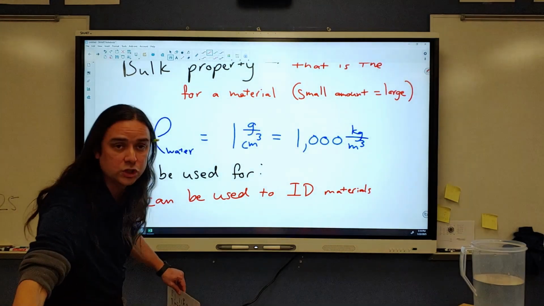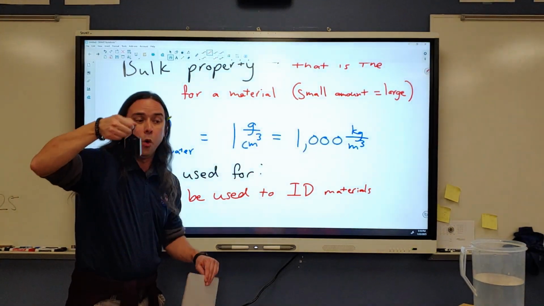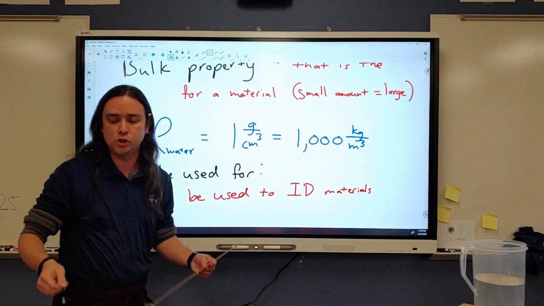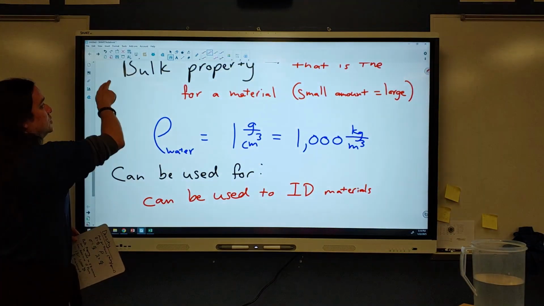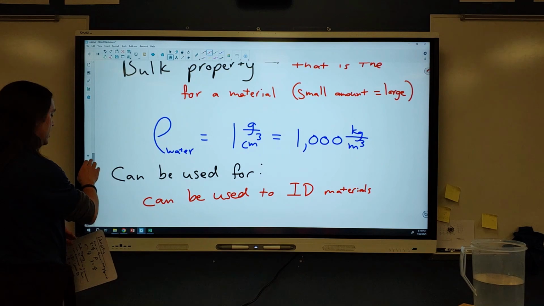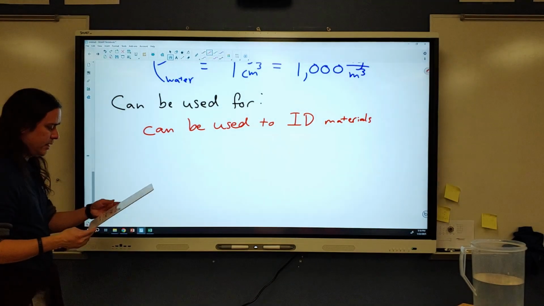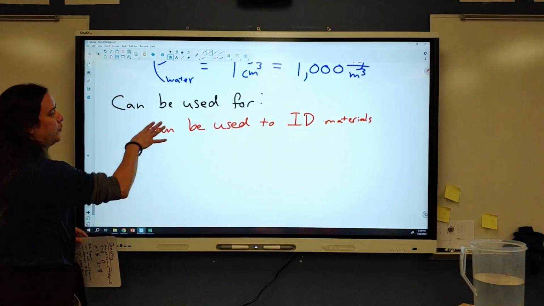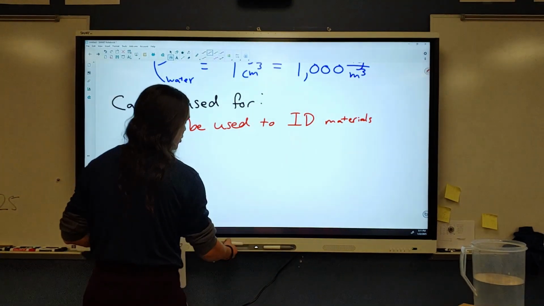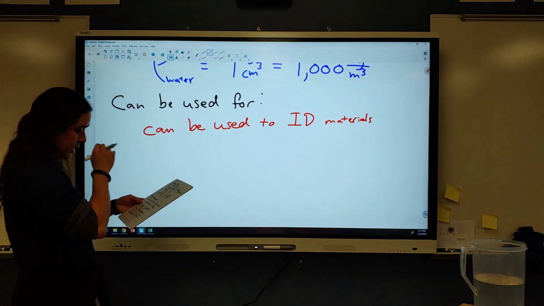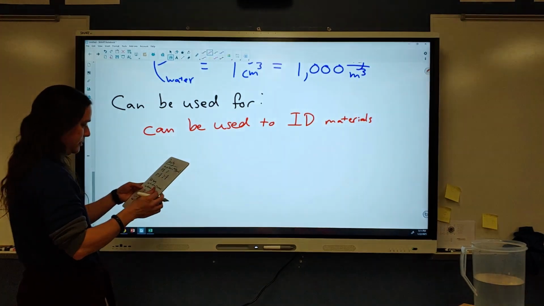It doesn't matter if I have a small amount of steel or a large amount of steel, it should have about the same density no matter how much of it you have, which is why we call it a bulk property, or I believe the AP exam calls that a material property. So one of the first things that we can use density for is use it to identify different types of materials, which we hopefully will take a look at, possibly as part of this lesson, but we'll see.